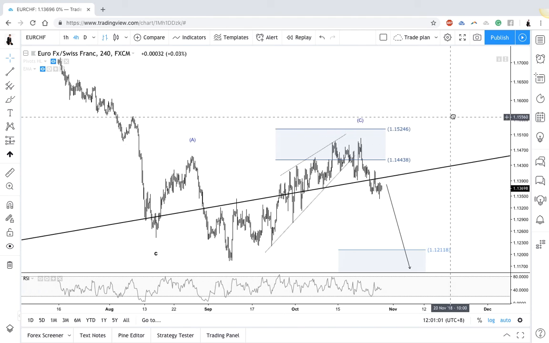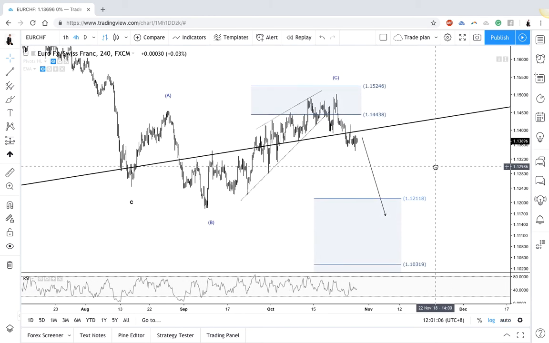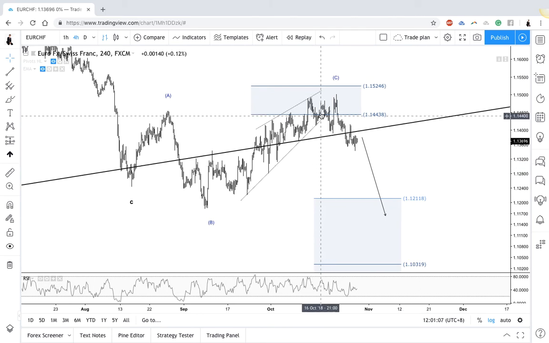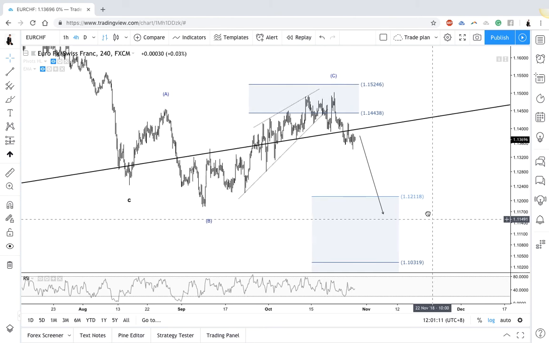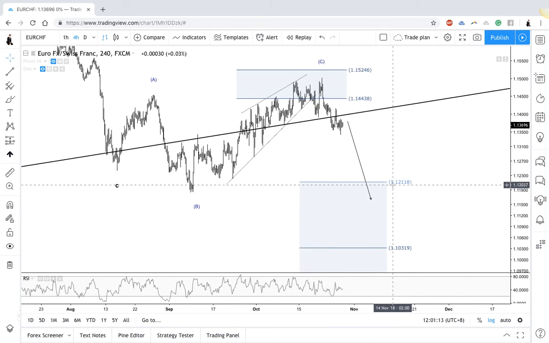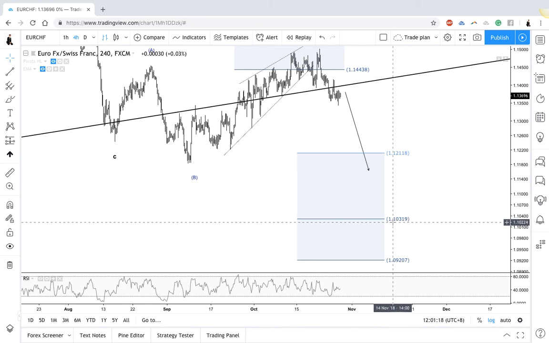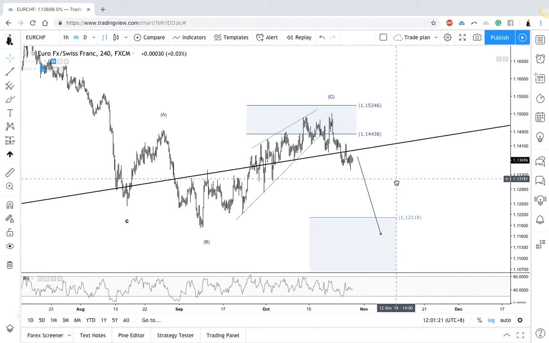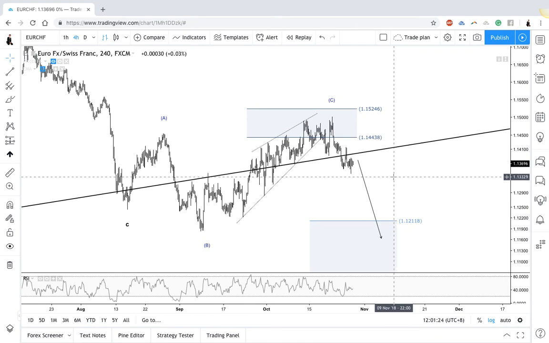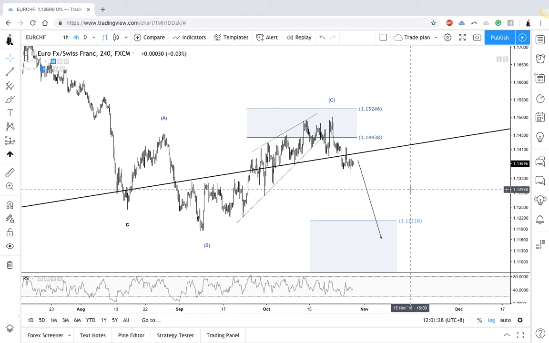Euro Swiss franc. Alright, hope some of you catch it as we mentioned in our previous trade plan. Same bias, still expecting the Euro franc to drop lower. First target, of course, minimum expectation is 1.1211. We do expect it to drop even lower towards 1.1031. Okay, so right now nothing much has changed. Still same perspective. We are expecting the Euro franc to drop lower.